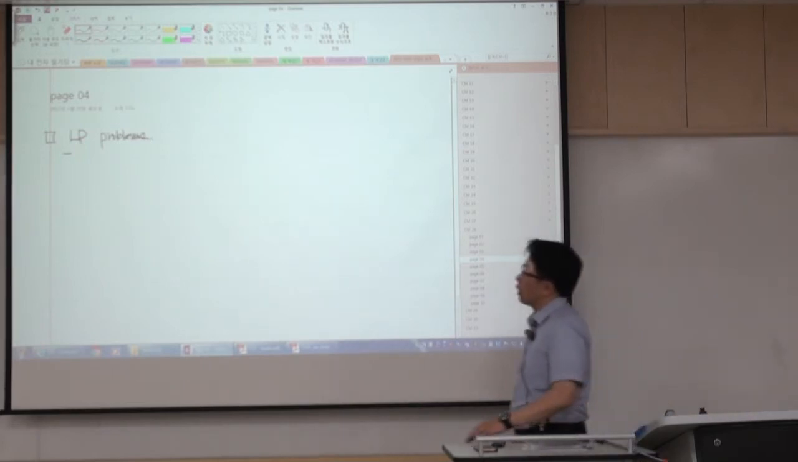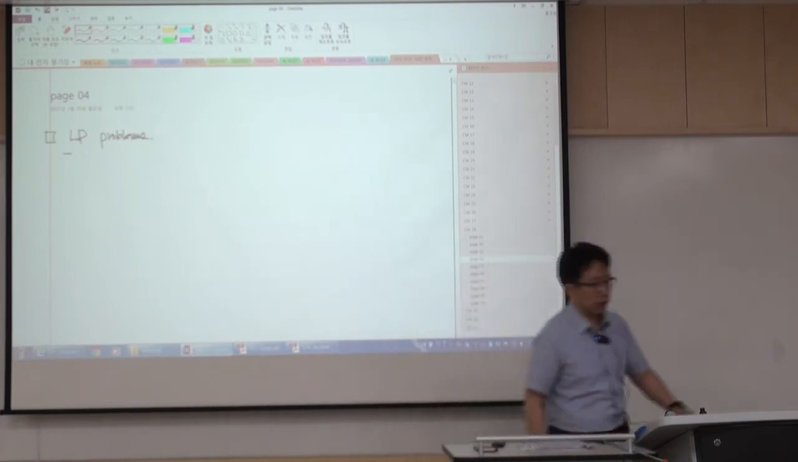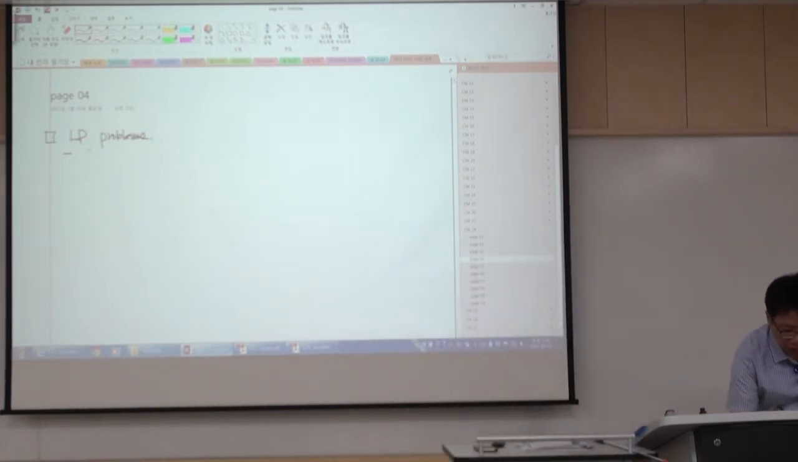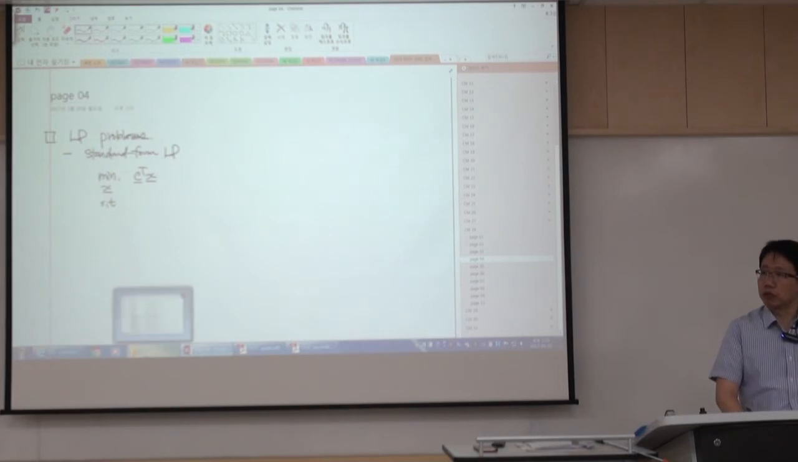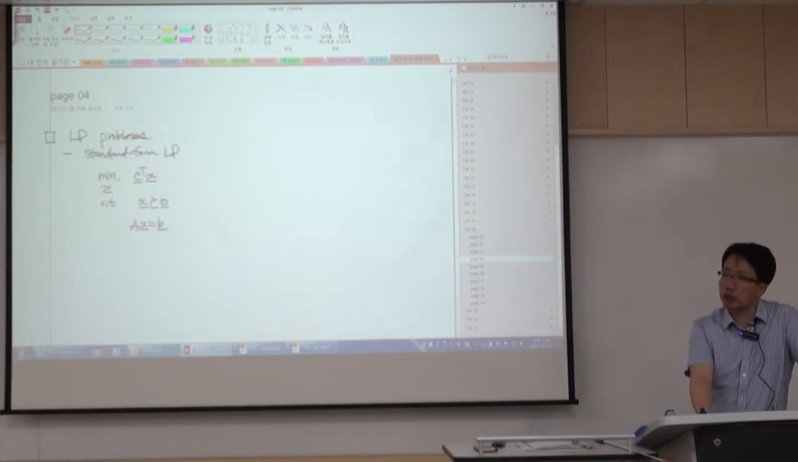We've seen that any LP problem can be put in the standard form. What was the standard form, by the way? The standard form linear programming problem is a minimization problem, subject to what? X is in the first orthant, and you have an equality constraint function that is affine.